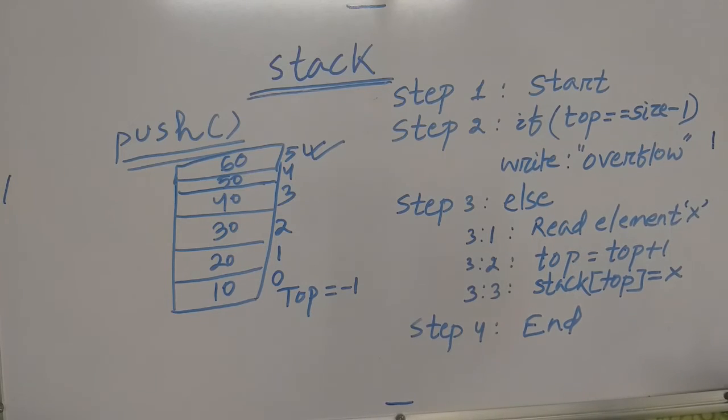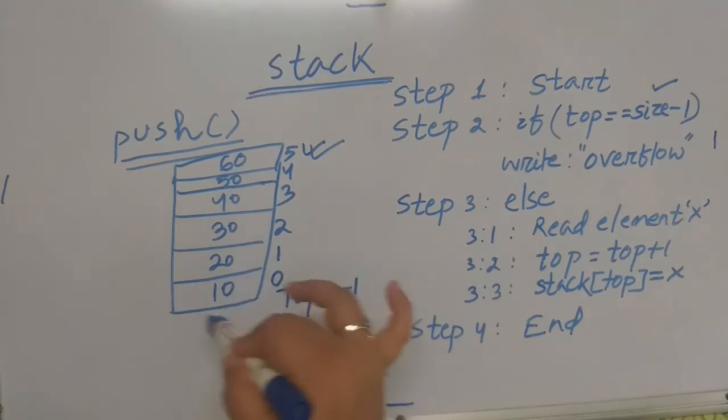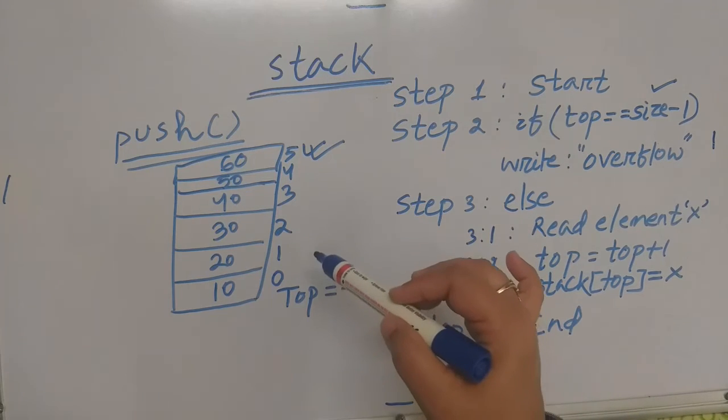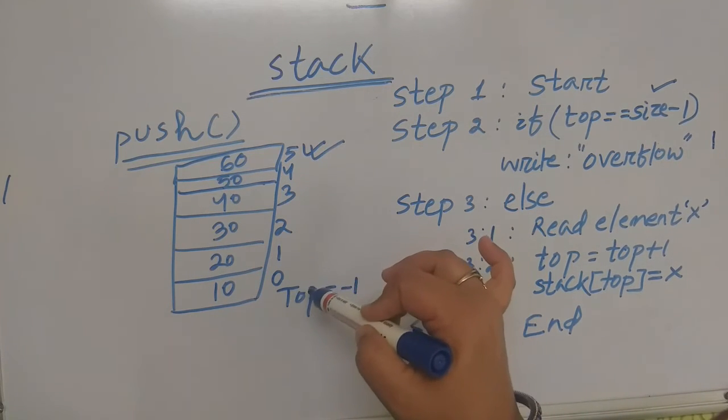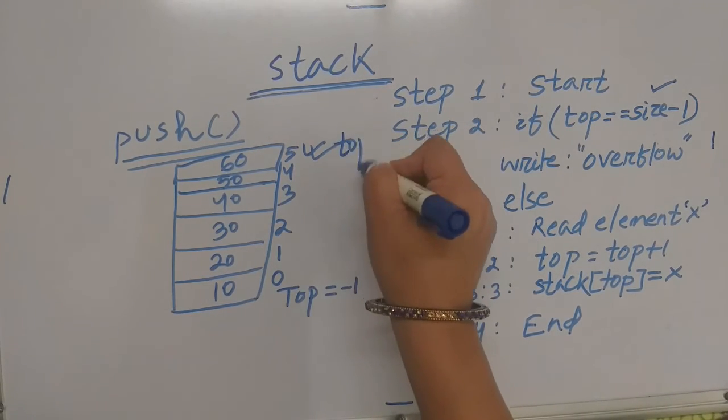Understand that whenever the top is size minus 1, then the next insertion is not possible. So look at this, this is the condition. If top equal to size minus 1. So what is the top value here? Top is now here.